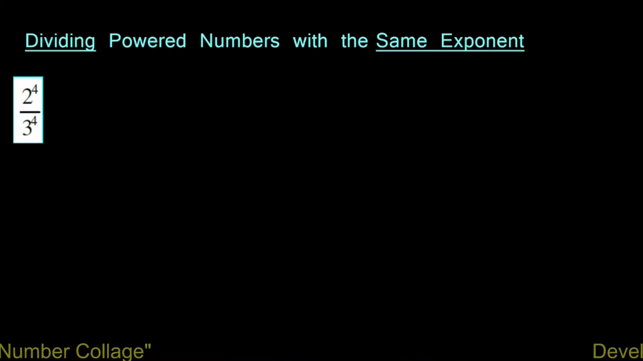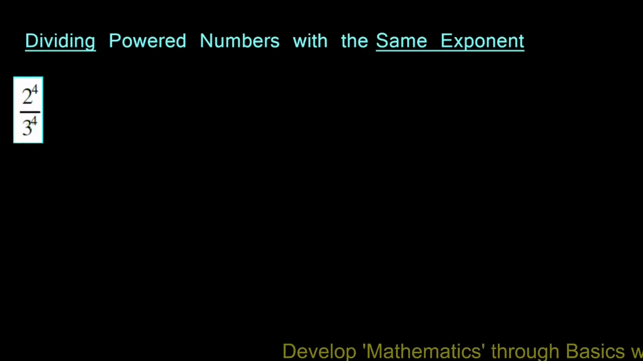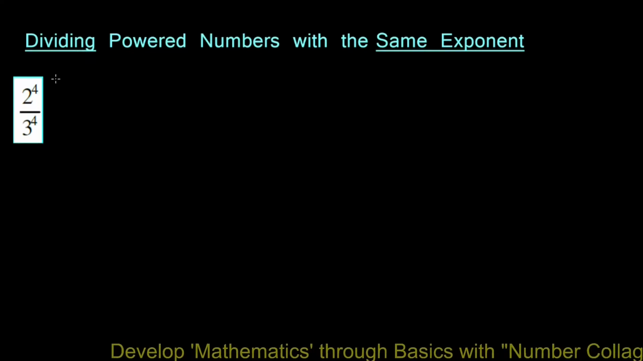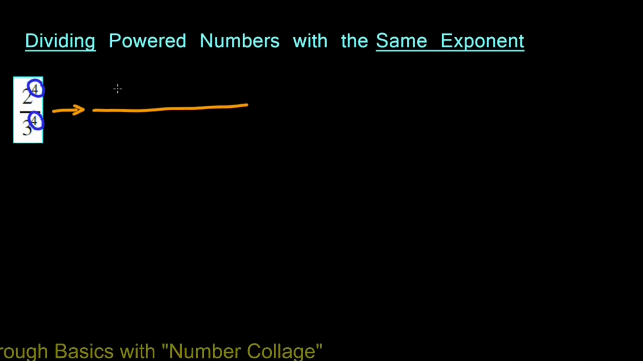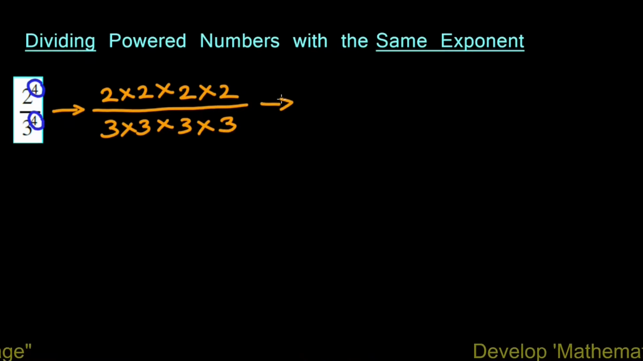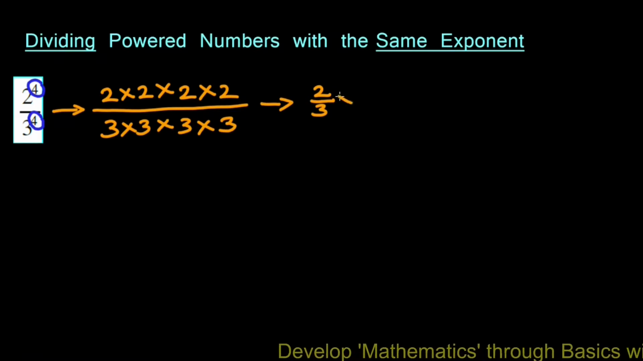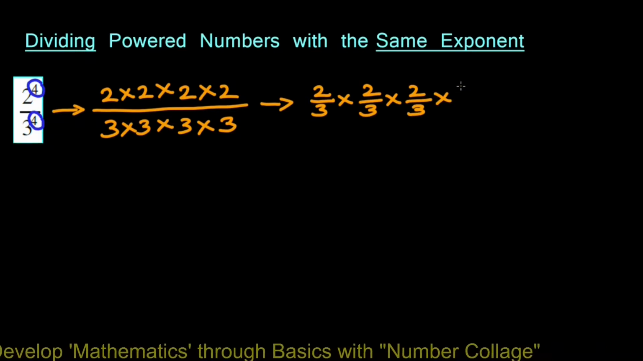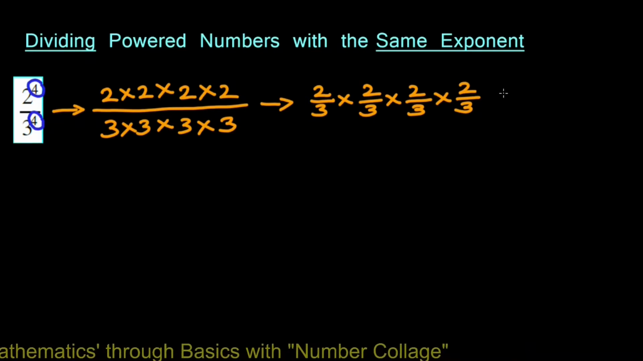Now we will discuss dividing powered numbers with the same exponent. We have 2 raised to 4 upon 3 raised to 4. These are the two powered numbers which we are dividing, and they have the same exponent 4. So in the numerator we will multiply 2 four times, and in the denominator we will multiply 3 four times, which we can write as 2 upon 3 multiplied by 2 upon 3 multiplied by 2 upon 3 multiplied by 2 upon 3, 4 times.